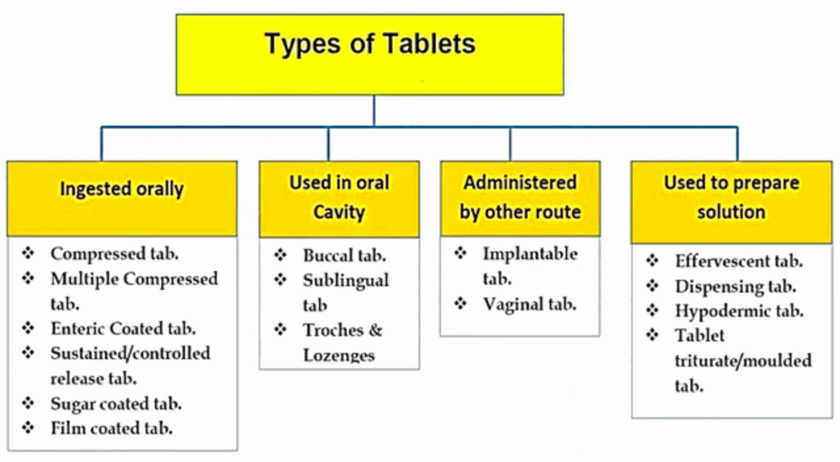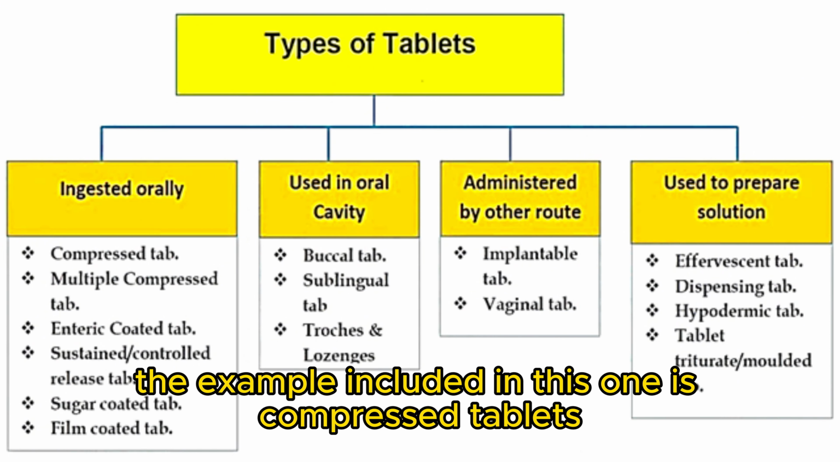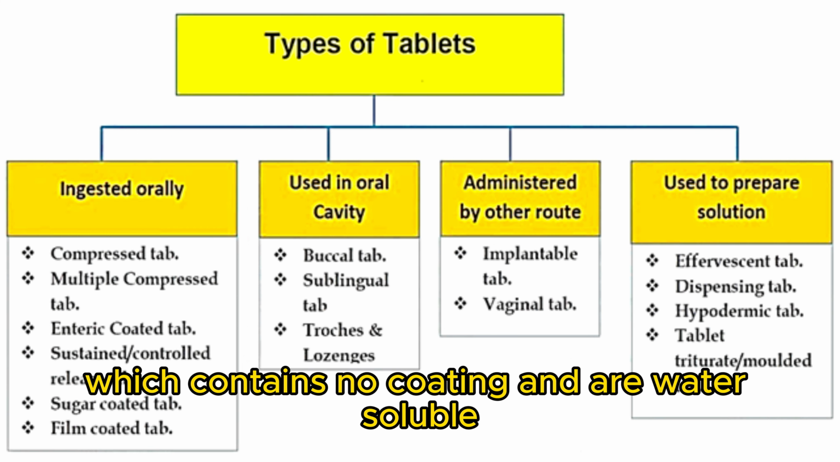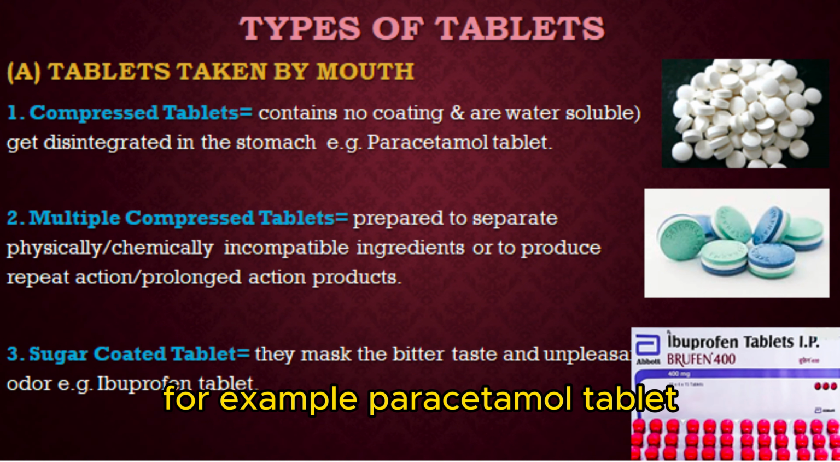Let's discuss the first class of tablets which are taken by mouth. The example included in this one is compressed tablets, which contain no coating, are water soluble, and get disintegrated in the stomach. For example, paracetamol tablet.